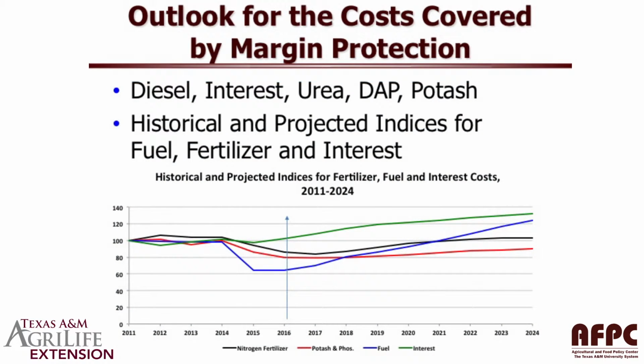Now I want to look at this slide that has a projection of outlook of costs of production for the 5 ingredients that make up this margin cost insurance. If we see the projection by FAPRI of the price projections for 2016, we're looking at a decrease in the price of potash, fuel, and nitrogen. The only ingredient out of the 5 that's likely to go up this production year, between December now and September, will be interest expenses.